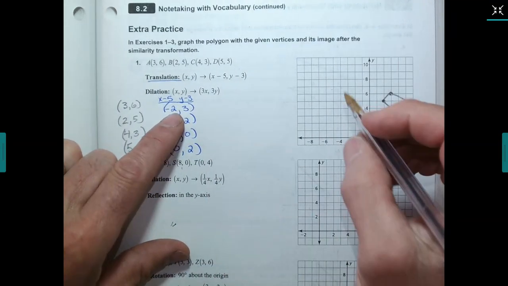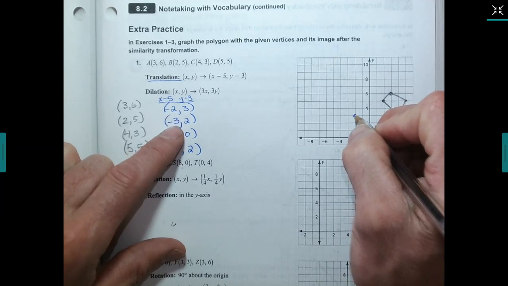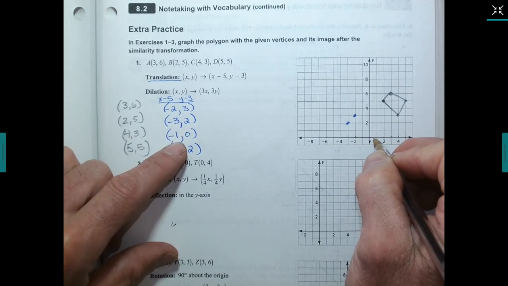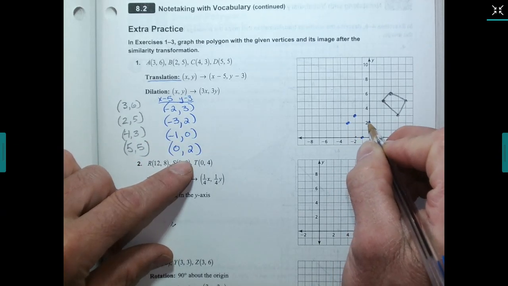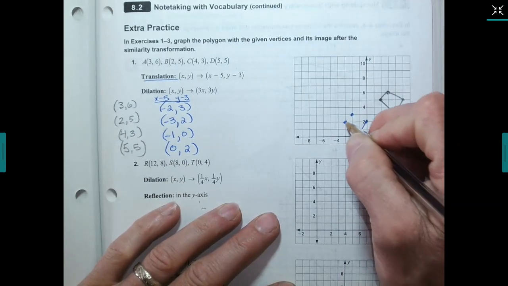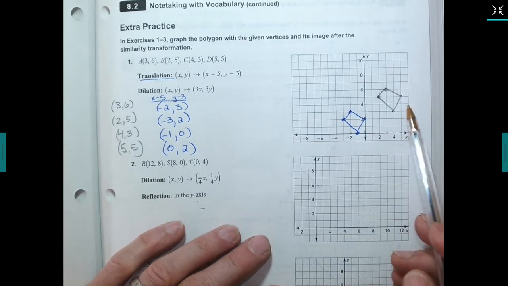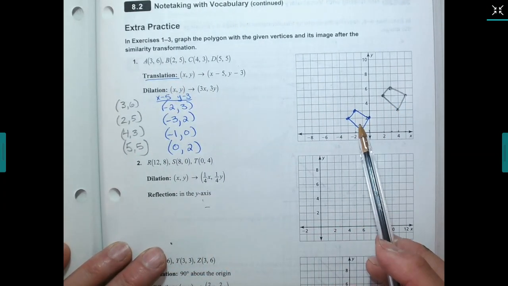So let's graph it. Negative 2, 3. Negative 3, 2. Negative 1, 0. And 0, 2. So it should be the exact same shape, just translated. So I moved it. So there's our moving the figure.